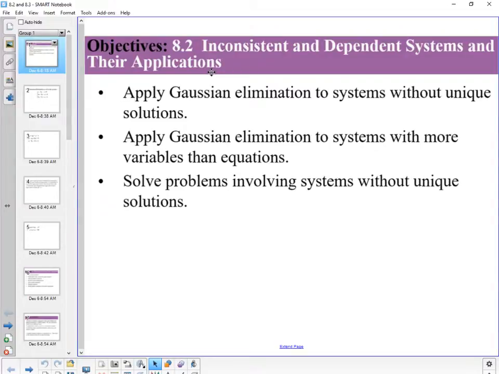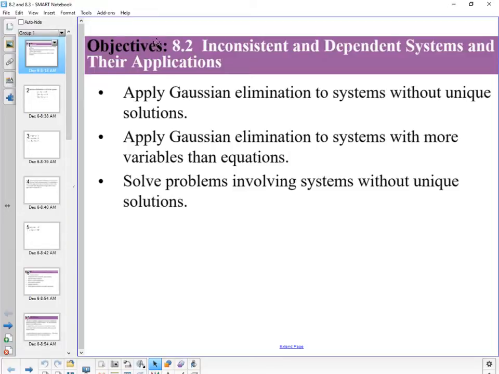We're going to be using Gaussian elimination on systems without a unique solution, more than one solution, and then if we have time to solve problems, then we will. I really don't know if we will, because I want to jump on to 8.3. I really want to be done. We have one week left after today, right? Yes, thank you.